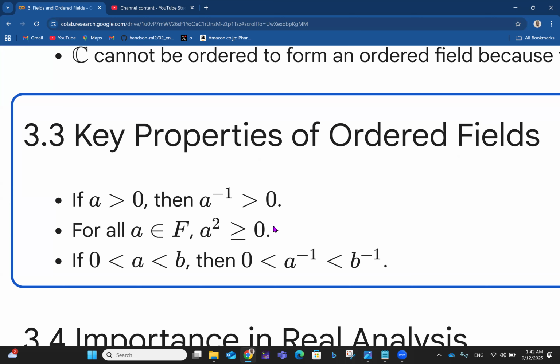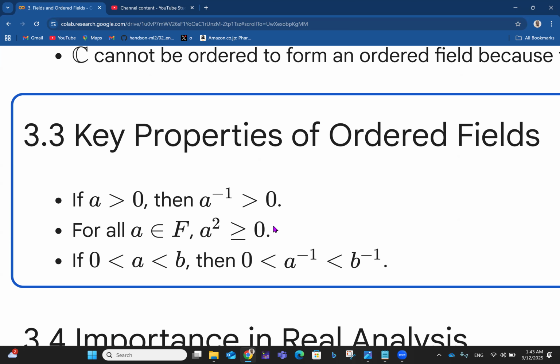0.33. So, no, wait, 0 is less than 2, is less than 3. Then 0 is also less than A inverse. That is 1 over 2, that's 0.5. And also less than 1 over 3, which is 0.3. I think it breaks down in that situation. So if 0 is less than 2 and 2 is less than 3, for sure, then 0 is less than 1 over 2, which is less than 1 over 3.